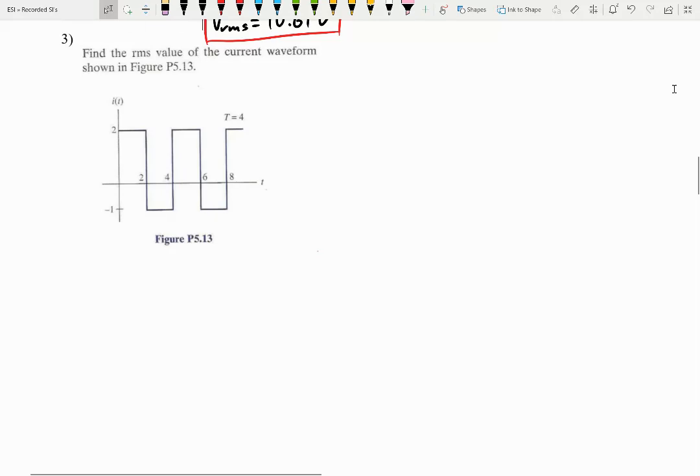Alright, let's look at another graphical problem here. This time it wants us to find the RMS value of the current waveform. So here we see I have t there, we have t here, and they don't specify a unit for time, but it's really okay. It's going to drop out and cancel.